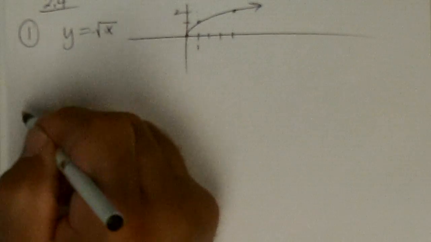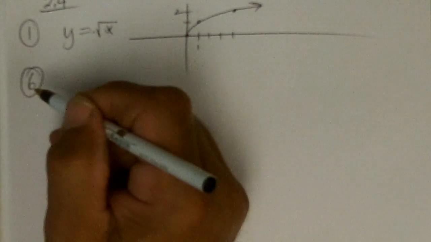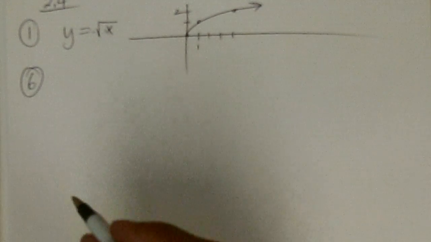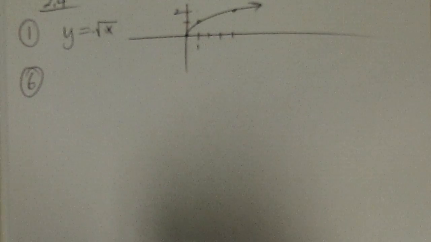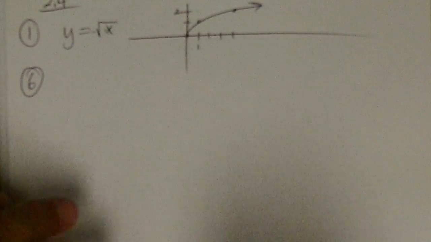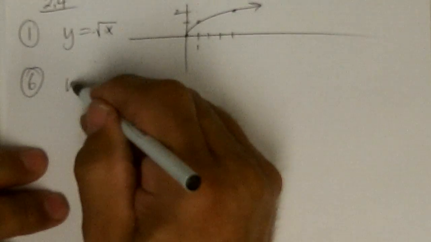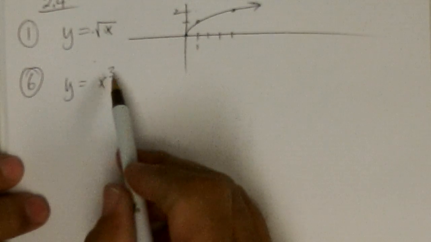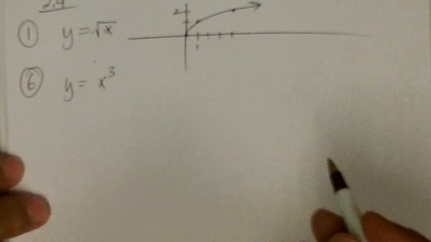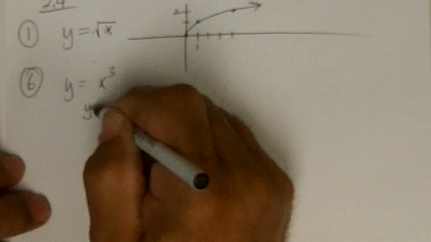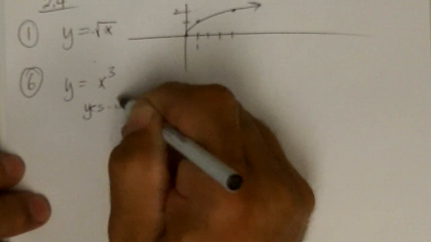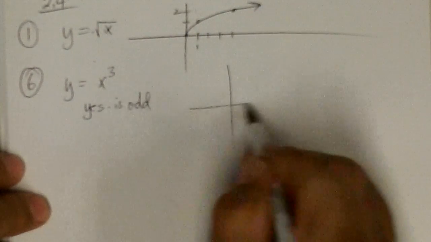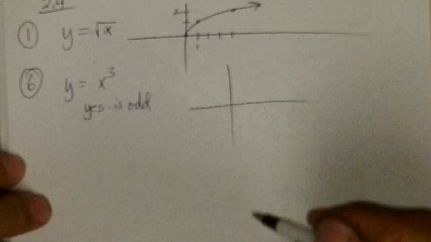Next question was 6. 6 says, true or false, the cube function is odd and is increasing on the interval negative infinity to infinity. The cube, y equals x cubed. If you put a negative in for x, you get the negative of the whole thing. It is odd, yes. You can tell by the graph because if you rotate it 180, it lands on itself.